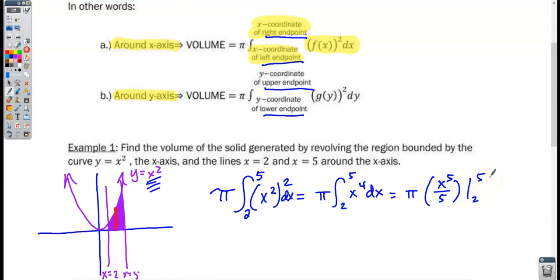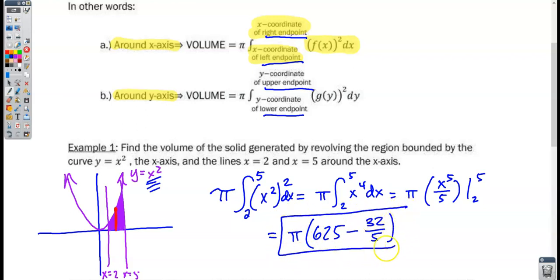I don't know that I want to take 5 to the 5th power a lot in my life, but 5 to the 5th power is 3125 over 5, so that's going to be 625 minus 32 over 5. And there's the volume of our solid.